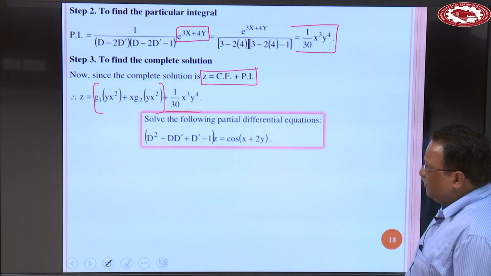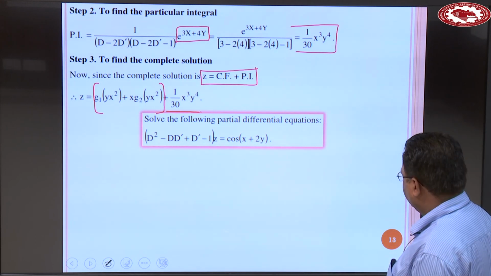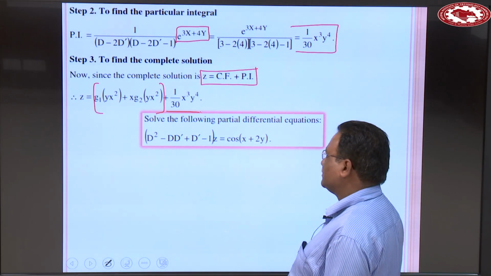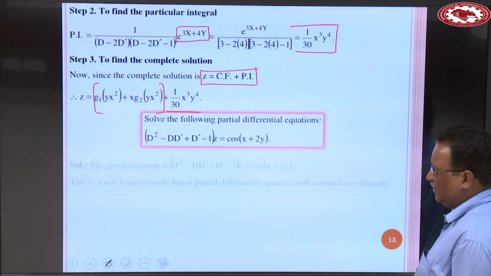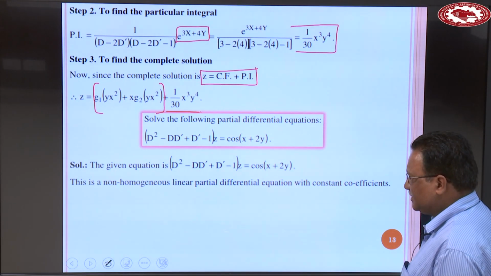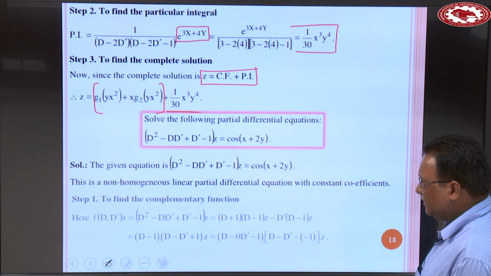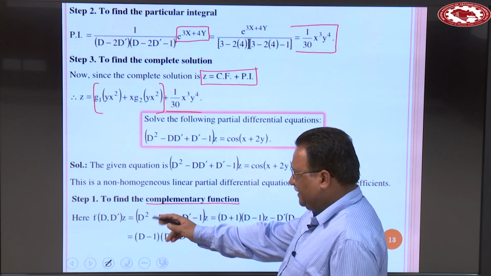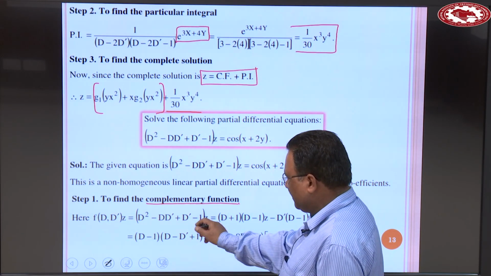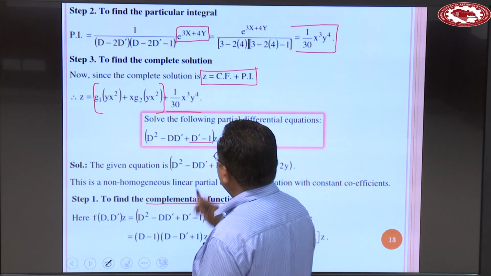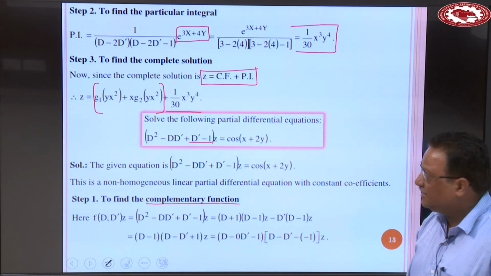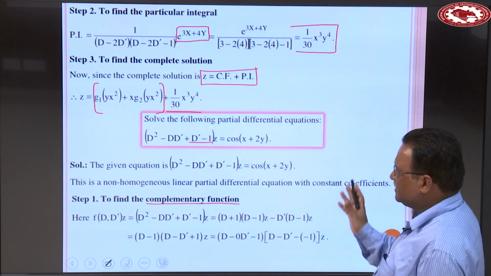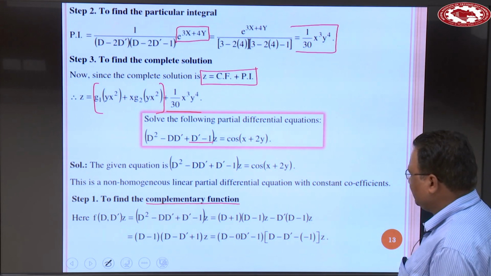Now one last problem: solve the following partial differential equation, (D square minus DD' plus D' minus 1) z is equal to cos(x + 2y). Now this one is clearly a non-homogeneous linear partial differential equation with constant coefficients. So the first step is to find the complementary function. So f(D, D') z is equal to D square minus DD' plus D' minus 1. Due to the presence of these terms, the equation is non-homogeneous. Clear? Here order is 2, here order is 2, here 1, here 0. So this one is a non-homogeneous linear partial differential equation with constant coefficients.